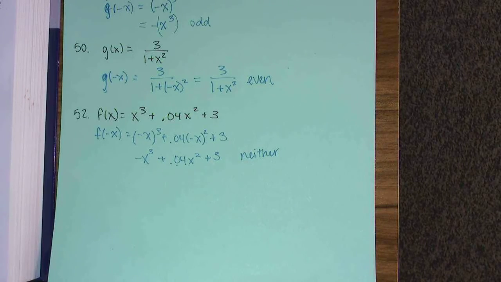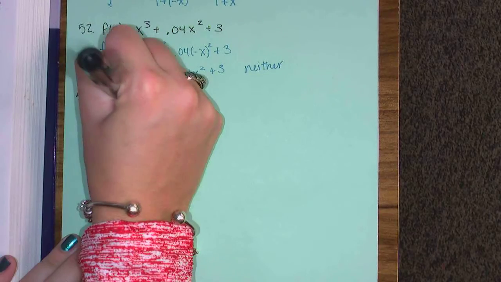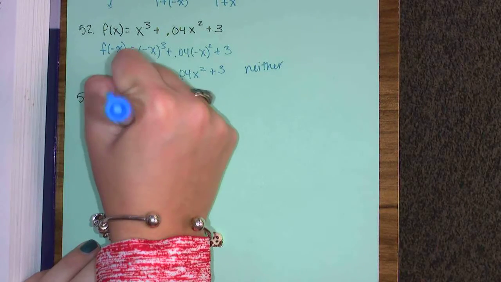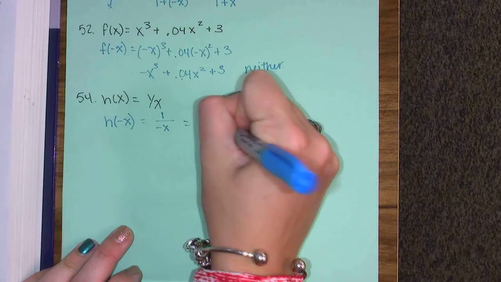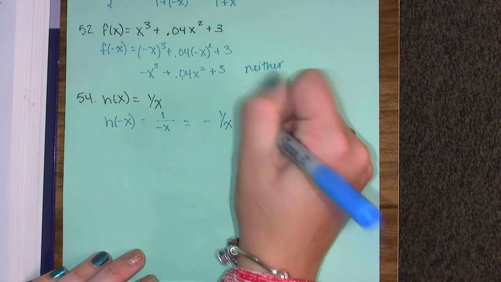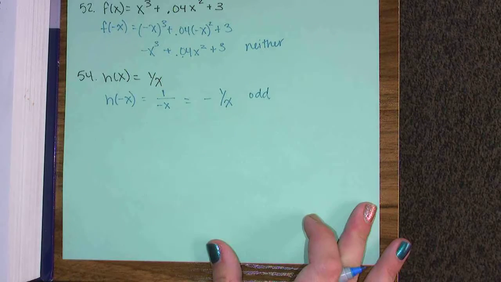One more of these. H of x is equal to 1 over x. So h of negative x is 1 over negative x, which is negative 1 over x, just so you can see what happened to the whole function, meaning it's what? Odd. Okay? Are we good with even and odd?